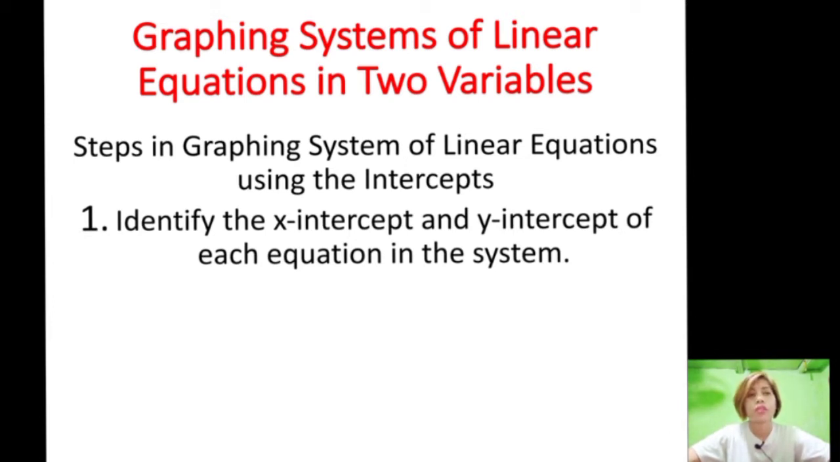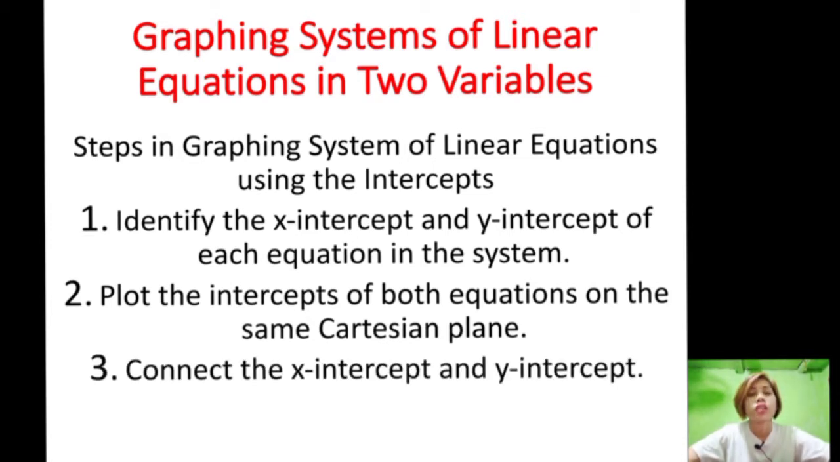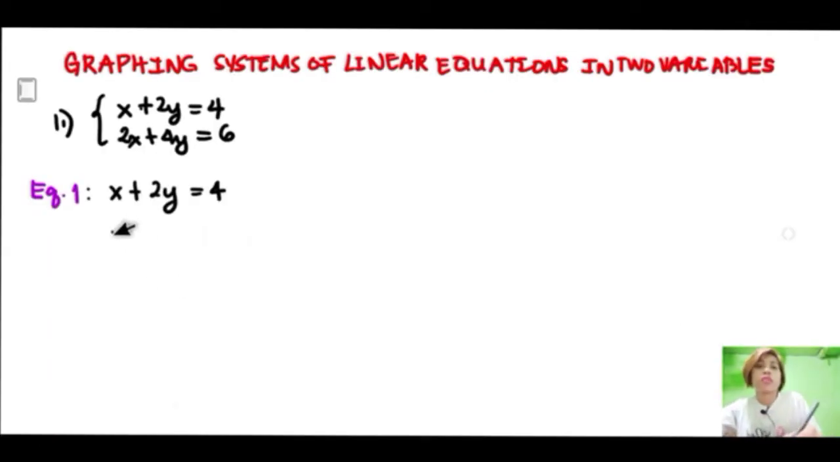Pag nakuha na po natin yung ordered pair na yun, we will plot the intercepts of both equations on the same Cartesian plane. So, isa lang pong Cartesian plane yung gagamitin po natin para i-graph yung dalawang equation. And then after that, i-connect na po natin yung x-intercept at y-intercept ng bawat equation. So, tandaan po yan kasi yan po yung gagamitin nating step. So, kunin muna natin, para sa equation 1, yung x-intercept at y-intercept niya.